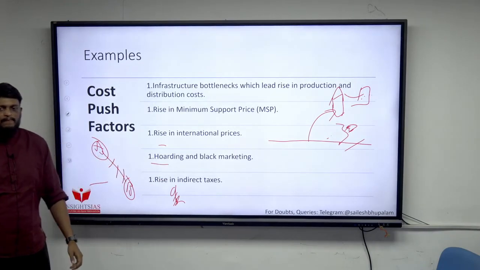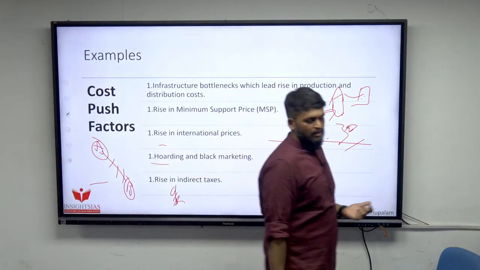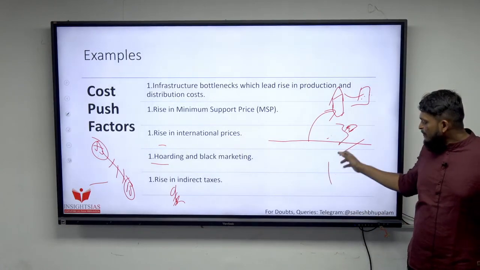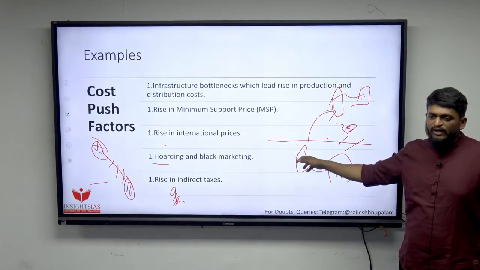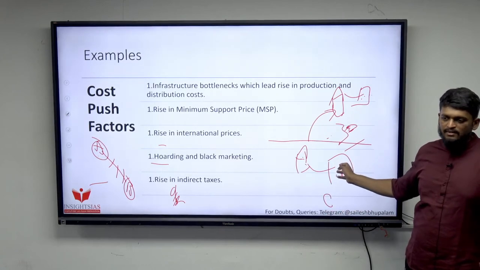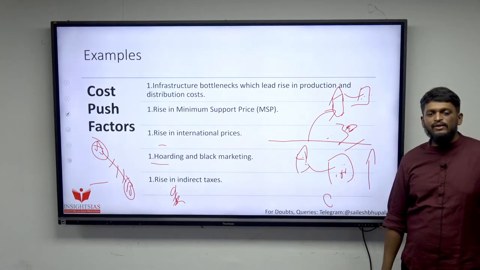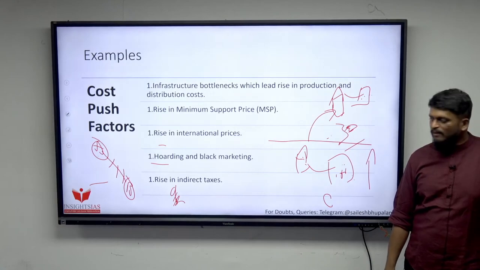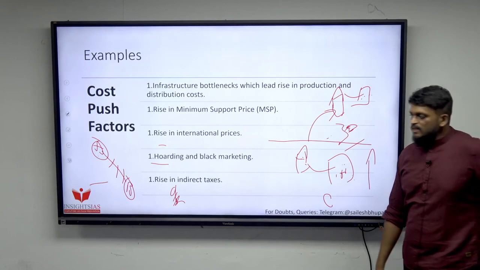Holding and black marketing. Holding, anybody knows the meaning of holding? If excess of something is stored away in some sort of a warehouse, imagine pulses. Some 100 kg pulses are produced. Out of that, 30 kg are bought and stored in a warehouse. Supply reduces to 70 kg. Supply has reduced, demand is same. What happens to prices? People who use pulses as raw material, what happens to their products? Raw material is costly, so their finished product will become costly. So that is holding, black marketing also causes, you can say, this cost push inflation.